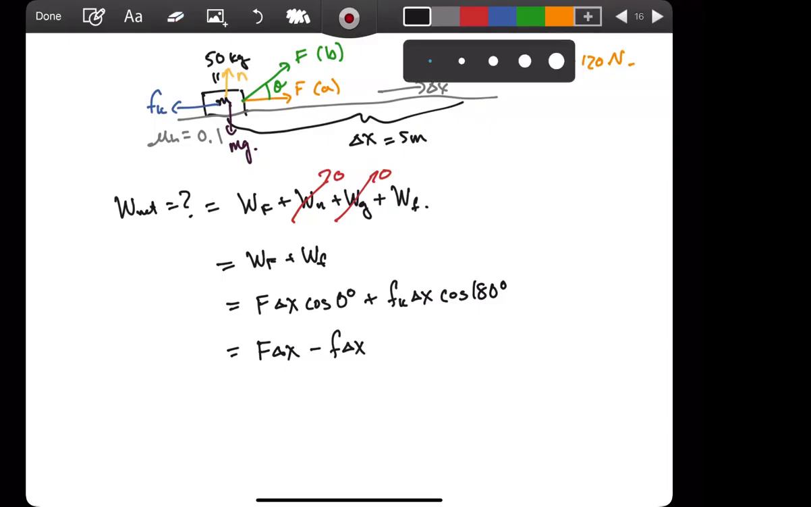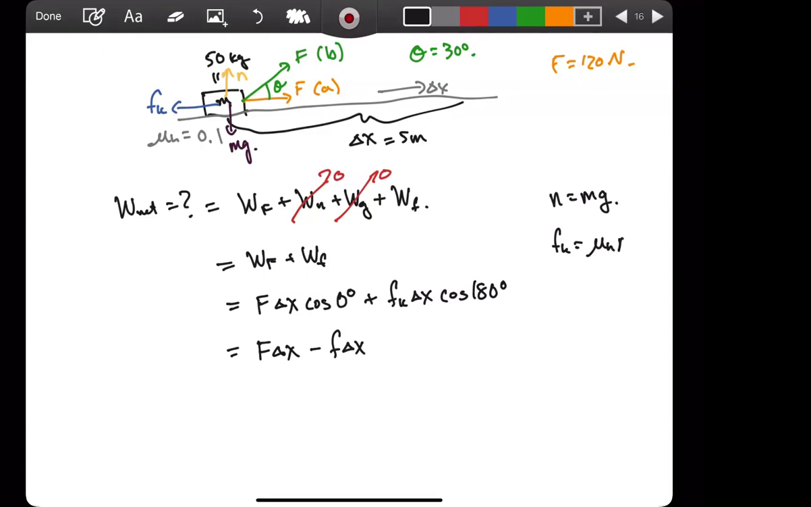Now here, since I have a flat horizontal surface, my normal force is simply equal to the weight, and we know our friction force is equal to the coefficient times the weight. So in this case, this becomes finally the force minus the coefficient times mg, all times my displacement. So when it's parallel to the ground, this gives me a net work of 355 joules.